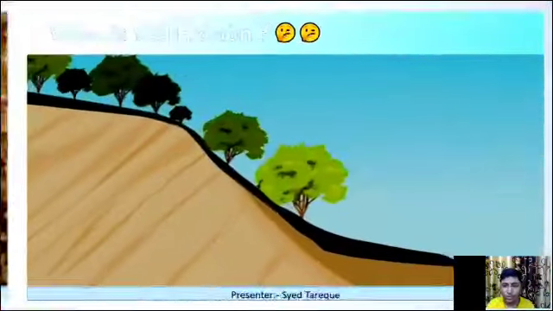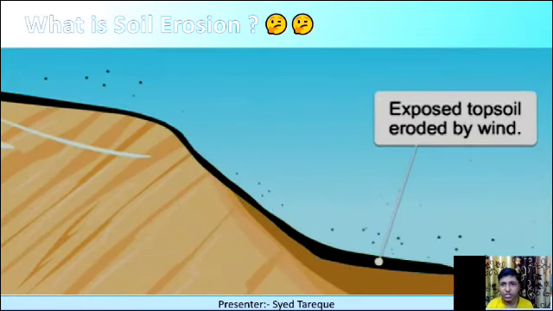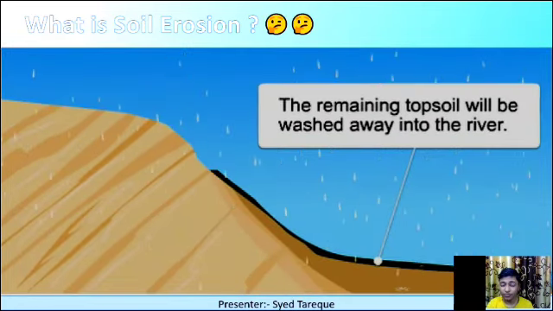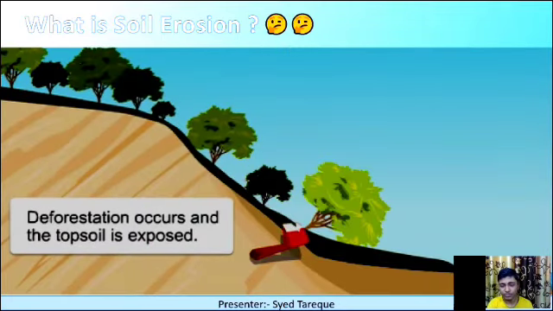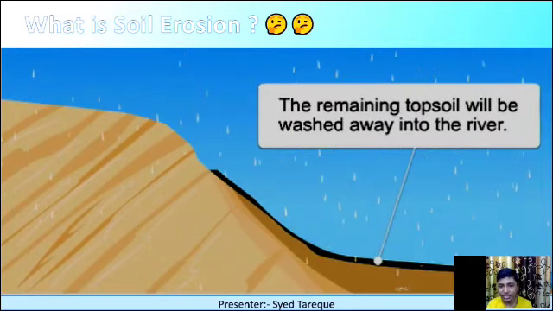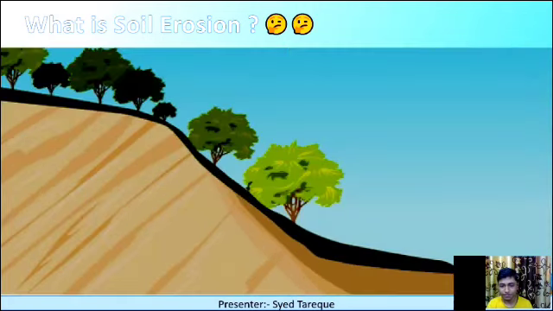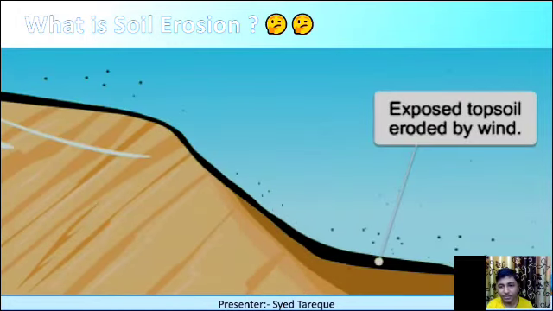Now we will talk about what is soil erosion. Soil erosion is the removal of the topsoil from one place to another. As you can see in this video, the topsoil is carried to another place because of deforestation. It happens due to the cutting of trees.